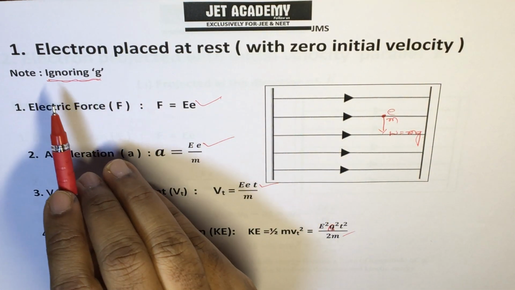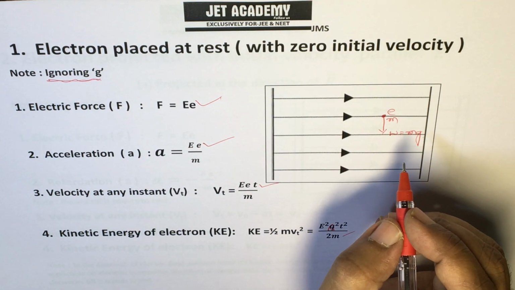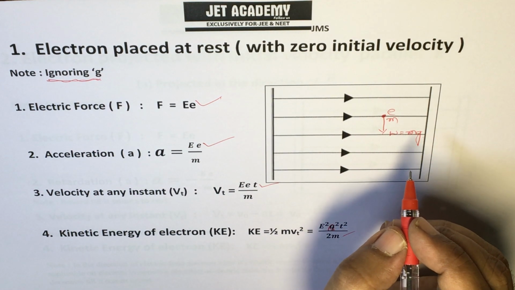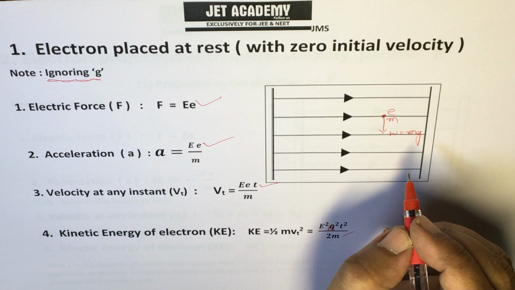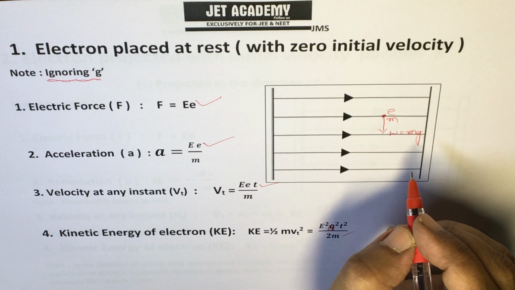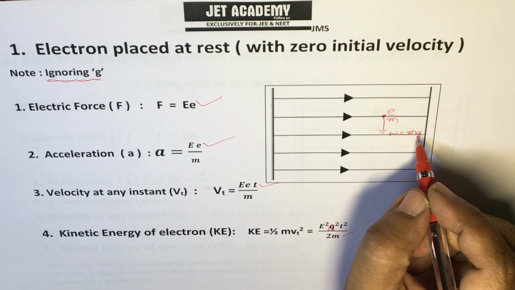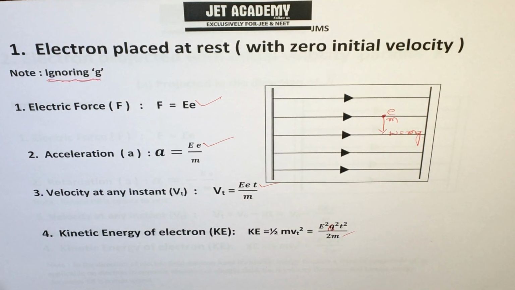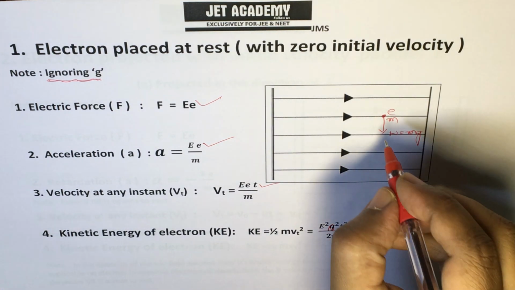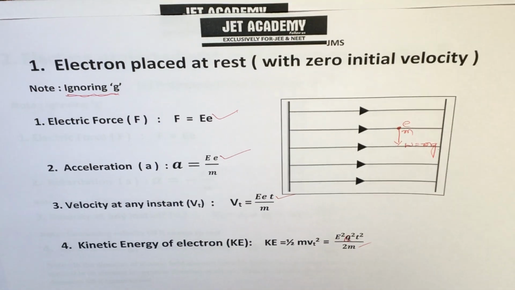Therefore, we are going to ignore g, and be careful, we ignore it only in problems where it is not mentioned. If they mention the weight and everything, at that time you have to consider the acceleration due to gravity. Unless and until they mention it, we should ignore the acceleration due to gravity acting on a charged particle in an electric field.